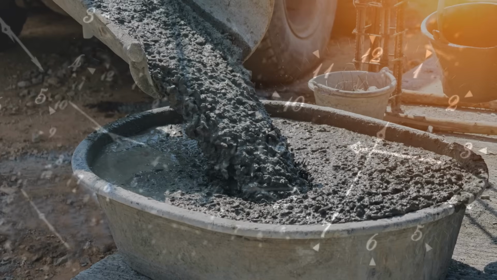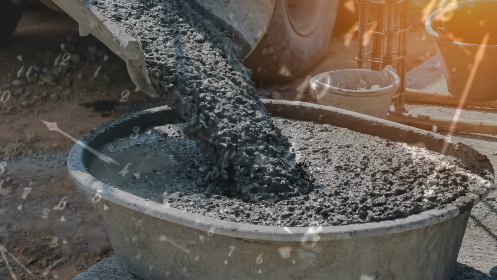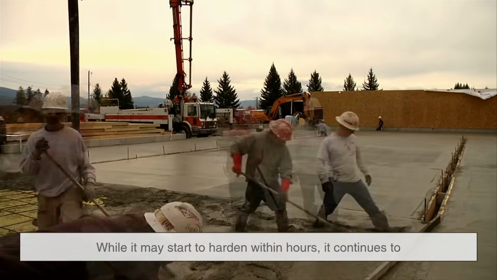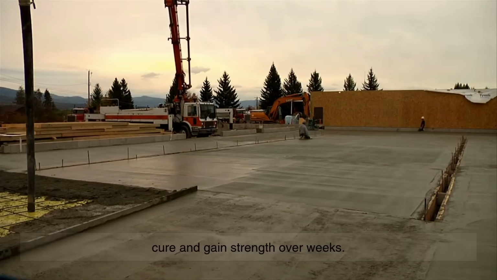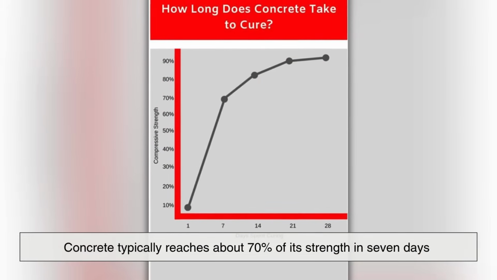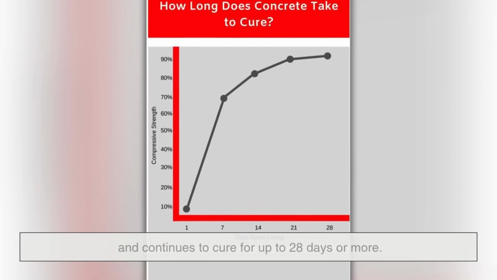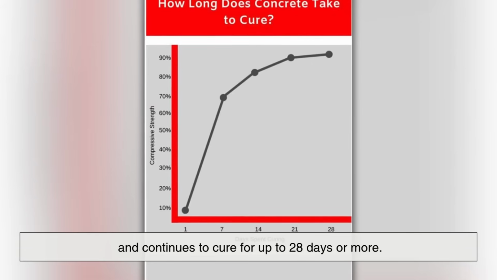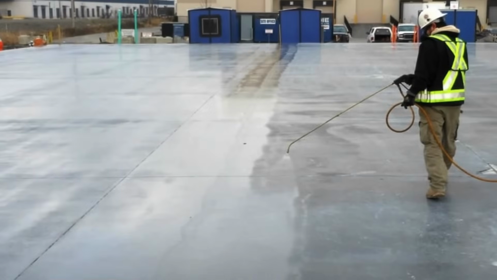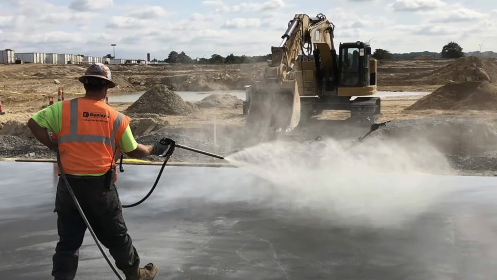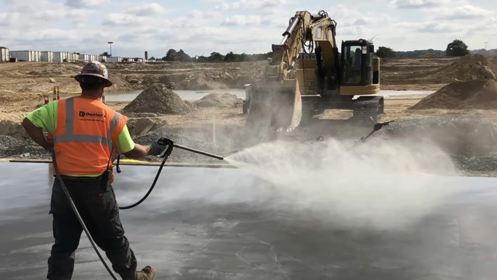Concrete, on the other hand, takes longer to set and much longer to cure. While it may start to harden within hours, it continues to cure and gain strength over weeks. In fact, concrete typically reaches about 70% of its strength in 7 days and continues to cure for up to 28 days or more. During that time, it needs to be kept moist to ensure proper hydration and prevent cracking.